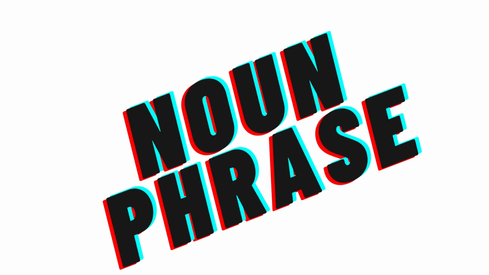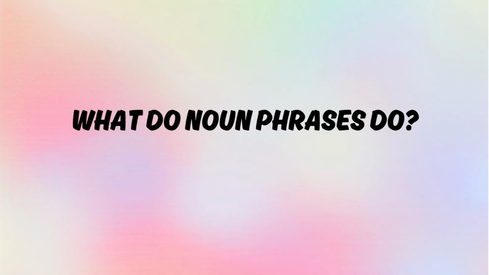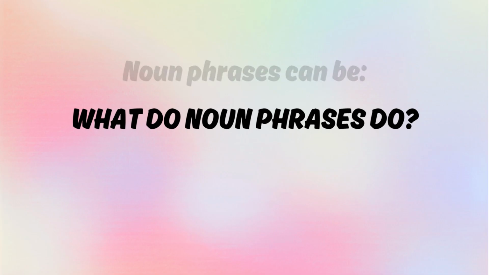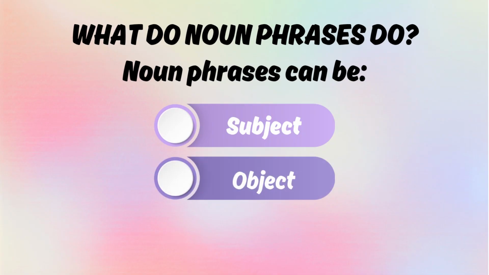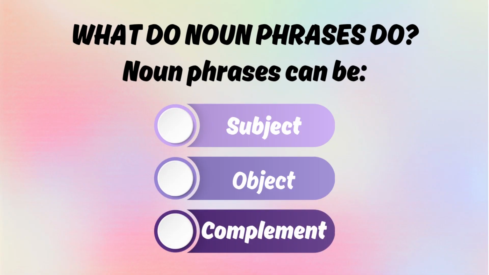Alright, now that we know what a noun phrase is made of, it's time to ask a more exciting question. What can it actually do in a sentence? And there are three main roles noun phrases play. First, a noun phrase can be the subject, the one doing the action. Second, it can act as an object, the one receiving the action. And third, it can serve as a complement, giving us extra information about the subject, usually after the linking verb like is or was. Let's bring this to life with examples.